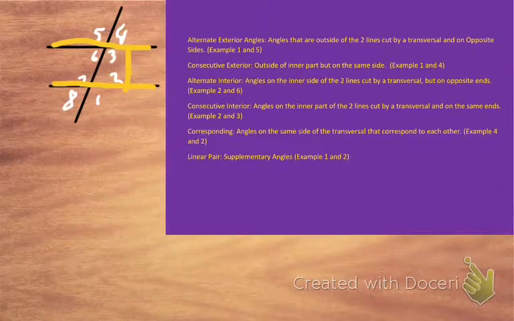And for corresponding, it's when angles are on the same side of the transversal but correspond to each other. So an example would be 2 and 4, because one's on the outside and the other one's on the inside, but you gotta make sure the one on the inside is on the further end. Don't confuse that for linear, because when an angle is linear, one is on the outside, one is on the inside, but the one on the inside is right on the other side. But for corresponding, it's on the further end.